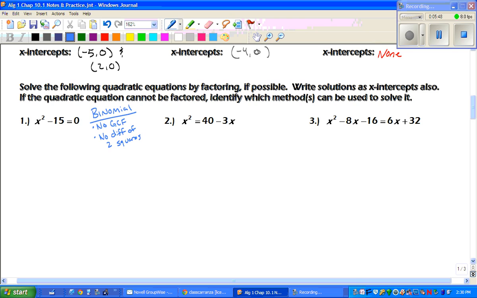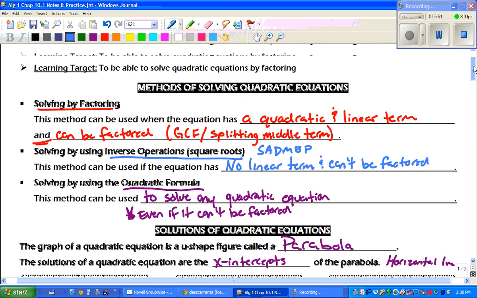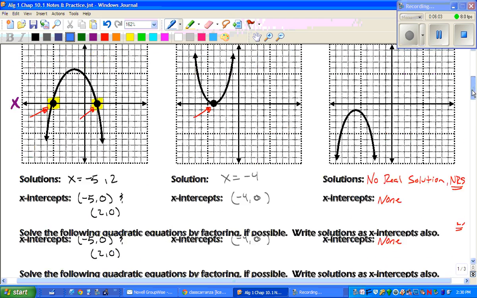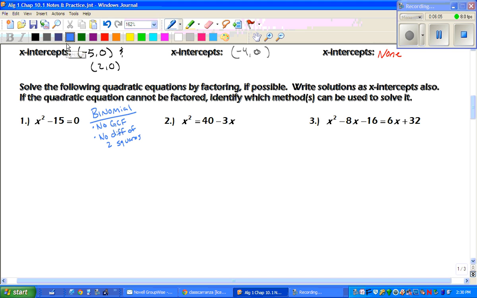Let's see. Well, we've got to use this up here. There's no linear term. It can't be factored. So the way that we can solve this is by the quadratic formula, because everything can be solved by the quadratic formula, and we can also do inverse operations.